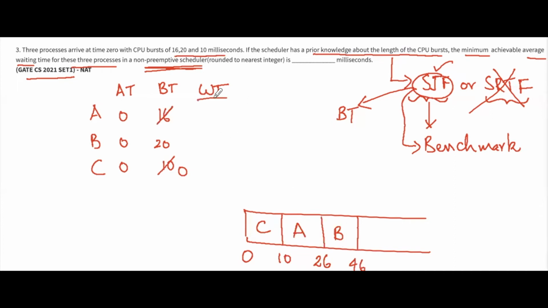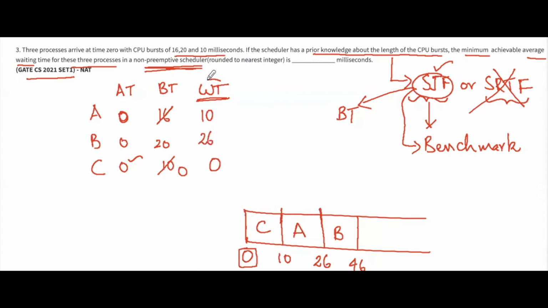Now I have to calculate the waiting time. Process C arrived at 0 and got scheduled from 0 itself, so it does not wait for any milliseconds. My waiting time for process C is 0. Let's see process A. It arrived at 0 milliseconds, but I scheduled it only at the 10th millisecond, so it has waited in the ready queue for 10 milliseconds. Next, process B also arrived at the 0th millisecond, but I scheduled it at the 26th millisecond, so it has waited for 26 milliseconds.